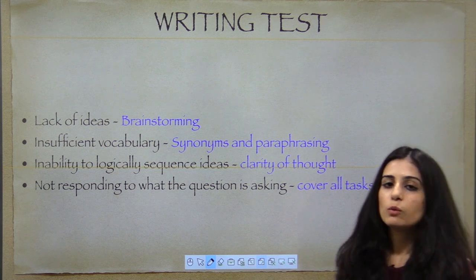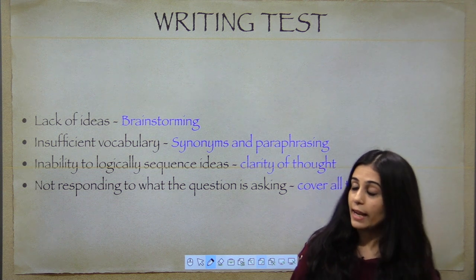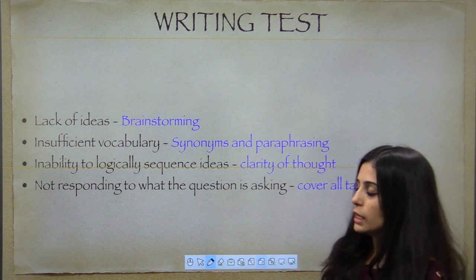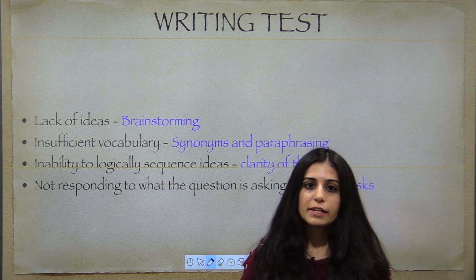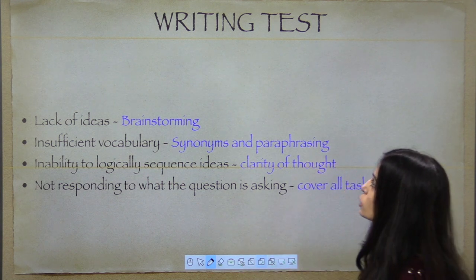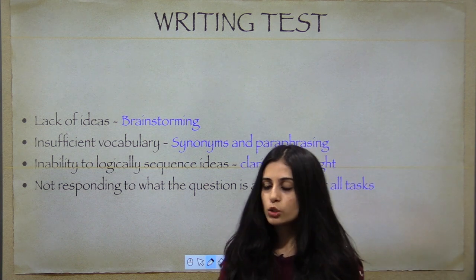Next up is writing. Once you're done with your reading test, we have 1 hour of writing test, which includes 2 tasks, task 1 and task 2. Task 1 is report writing and task 2 is essay writing. So you get about 20 minutes for task 1 and 40 minutes for task 2.